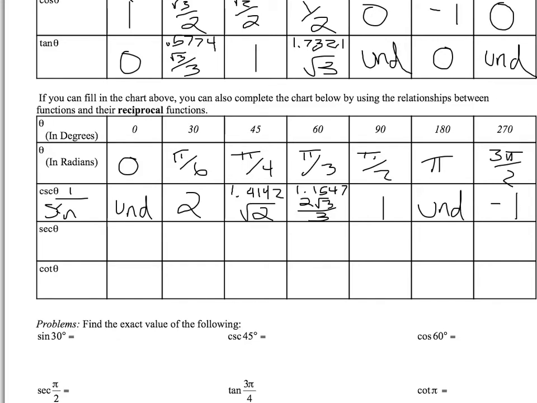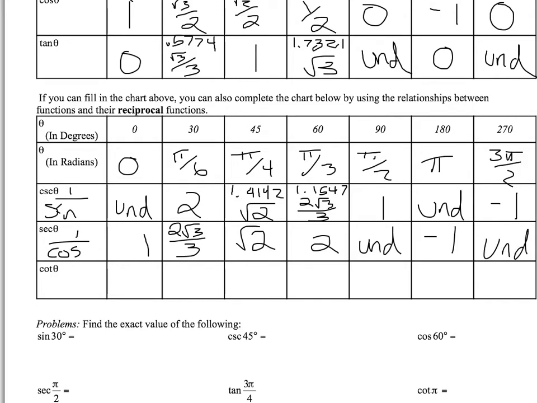For secant, you type it in as 1 over cos. 1 over cos of 0 is 1. 1 over cos of 30 is 2 radical 3 over 3. We see it from above. 1 over cos of 45 is radical 2. 1 over cos of 60 is 2. 1 over cos of 90 is an error, so undefined. 1 over cos of 180 is -1. And secant of 270 is also undefined.